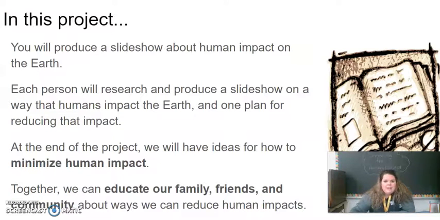Now, once again, in this project, you will produce a slideshow about human impact on the Earth. Each person will research and produce a slideshow on a way that humans impact the Earth and one plan for reducing that impact. At the end of the project, we will have ideas for how to minimize human impact. Together, we can educate our family, friends, and community about ways we can reduce human impacts.